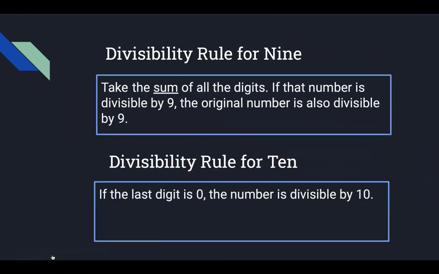Okay, now we have 9. 9 is similar to the rule for 3. You have to add up all of the digits, and if that sum is divisible by 9, the original number is divisible by 9. So take, for example, 81. 8 plus 1 is 9, so 81 is divisible by 9. And 10 is obvious, the last digit would be 0.